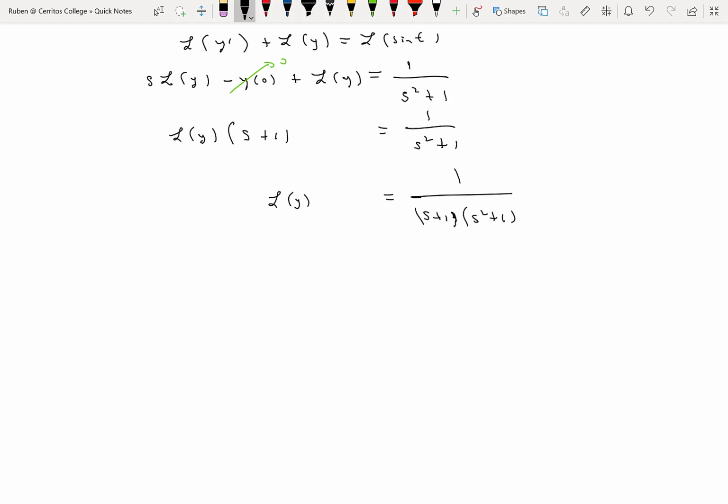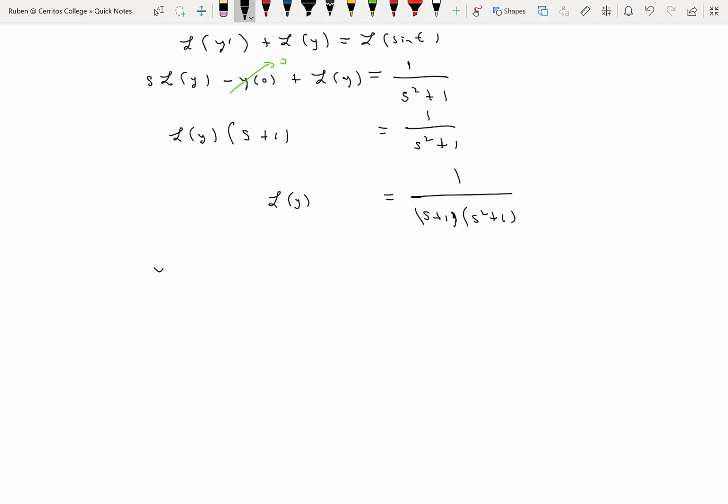Okay, this is not a new situation for us. If we wanted to do what we did in the past to find the solution, we would take the inverse Laplace transform and then use partial fractions on the right-hand side. So we're going to use convolutions now.